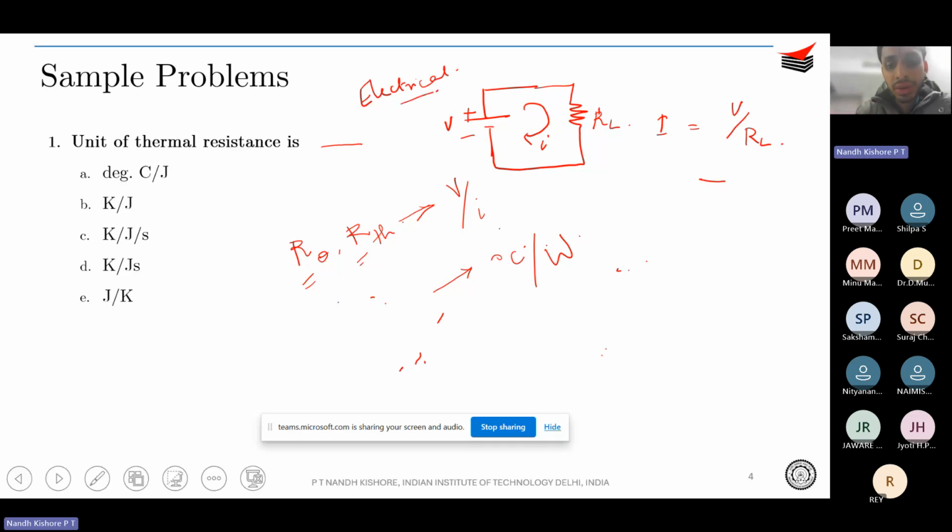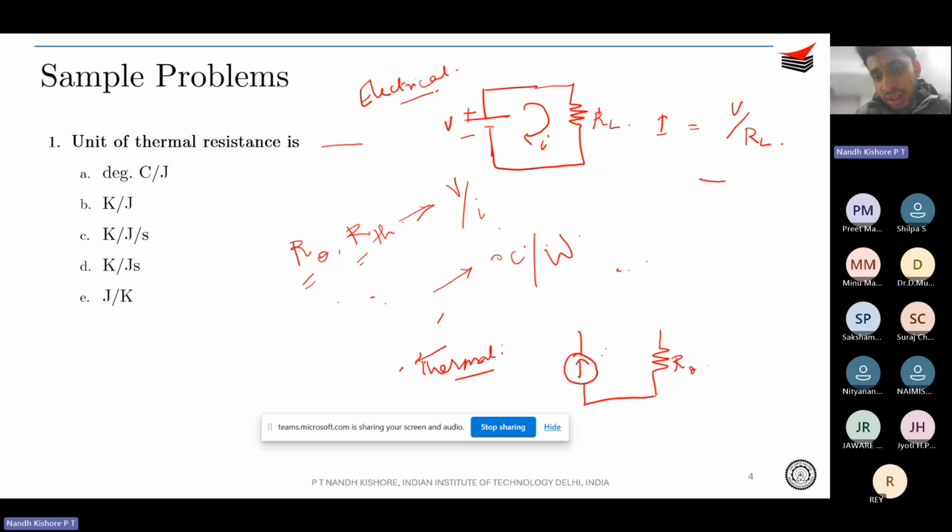Okay. However, if you do the same thing thermally, then what you end up with is something like this. So you have an R theta, okay, and I will have a current source, right? Okay. So I can write this as P loss. So this is the current that's flowing in the circuit. How is it flowing? Why is it flowing? We'll just come to that.